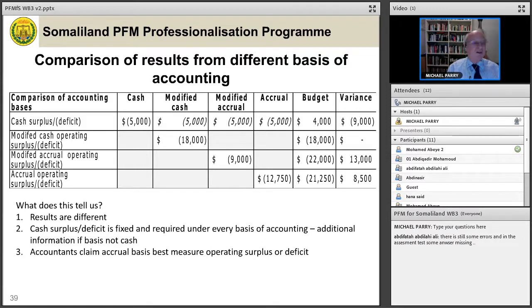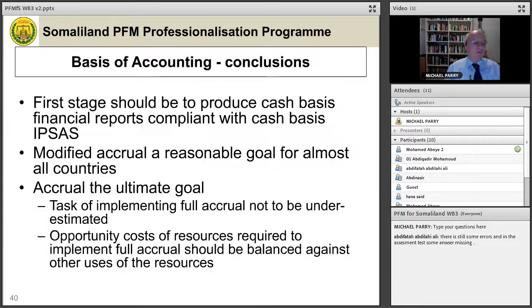Although when you go on to study this in more detail in the SIPFA IPFM course, you'll see to what extent it is actually difficult to calculate the profit, the surplus or deficit, and the number of options that are available. But that's going beyond the level of this course. So at this stage, we can conclude that they give different results. Cash is important and remains constant. The operating surplus or deficit under accrual accounting is the most meaningful.